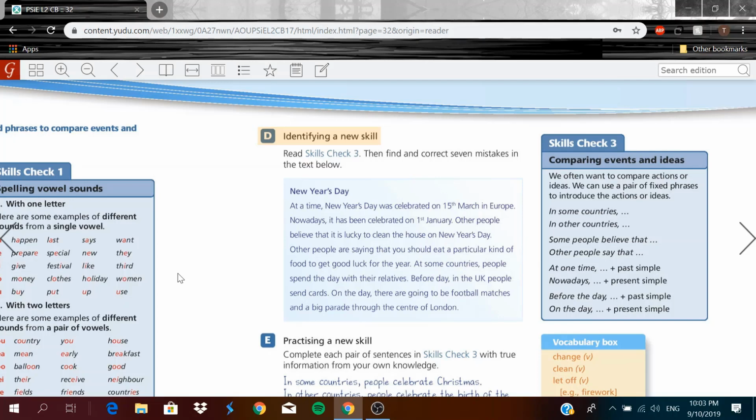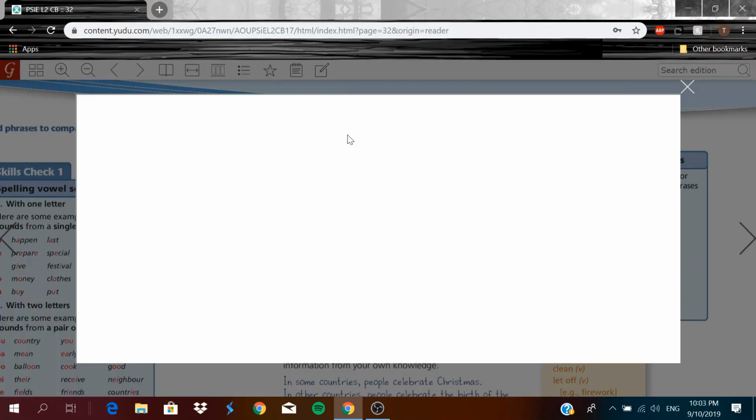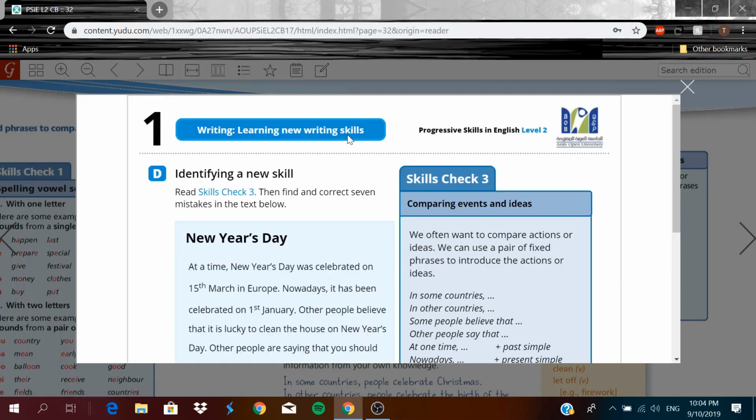I'm pretty sure you guys read that a lot. Other people say that. All of these are fixed phrases. Okay? But what if you don't want to use fixed phrases? What can you do? It's real simple. You can use things like at one time and then add your own past simple. You could also say nowadays and add your own present simple. Or you could say before the day, again with a past simple, or on the day with a present simple. So you guys will get the idea once I correct the mistakes here.